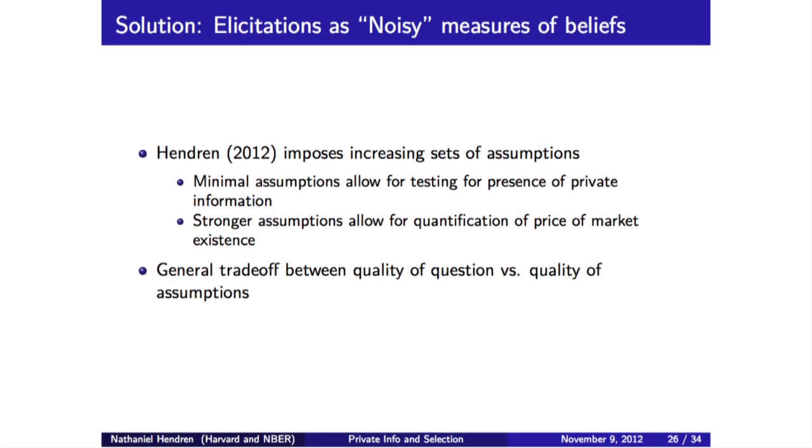So then the goal is to say, what can we do if we're not willing to assume that these are true beliefs? Everything that I do would go through if these actually were true beliefs and you believe the assumptions that I'm about to make. But it's just going to allow us to relax the assumption that people are actually reporting true beliefs. And so what I would do is impose sets of increasing assumptions about what these subjective probability elicitations are. Some minimal assumptions are going to allow for a test for the presence of private information, and some stronger assumptions are going to allow for a quantification of the price of market existence, the right-hand side of that equation over there.